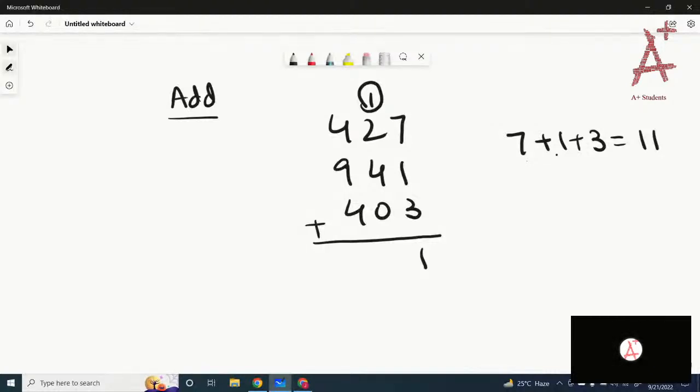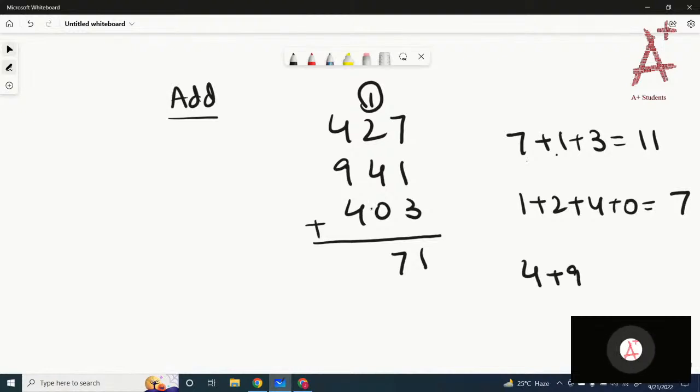Now you have to add the tens, and you have to add the carry as well. So you add 1 plus 2 plus 4 plus 0. 4 plus 2 is 6, and 6 plus 1 makes 7. Then you add the hundreds digit: 4 plus 9 plus 4. 4 plus 9 is 13, and 13 plus 4 is 17. We don't have any other digit, so we write 17 as it is. That means when you add these three numbers, it is 1771.